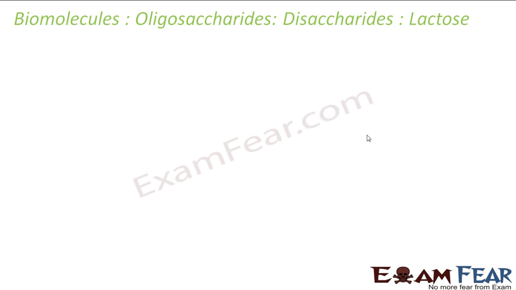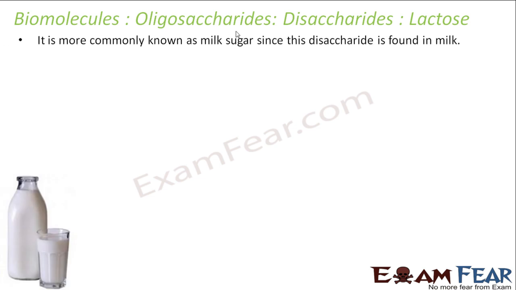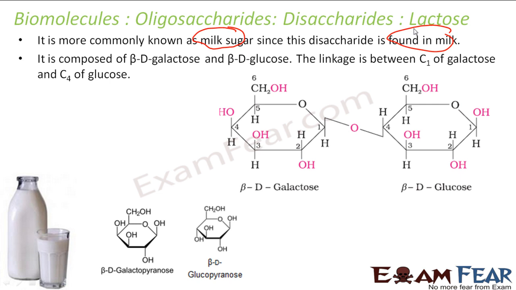The next is lactose. Now we'll talk about lactose. It is also a disaccharide. The word lactose came from milk, because lactation is the period where a female gives milk. Lactose from the milk, also called milk sugar. It's found in milk. Correct. Now this is composed of beta-D-galactose and beta-D-glucose. And there's a link between C1 of the galactose and C4 of glucose. So glucose and galactose combine to form lactose. Correct. It is a reducing sugar again.